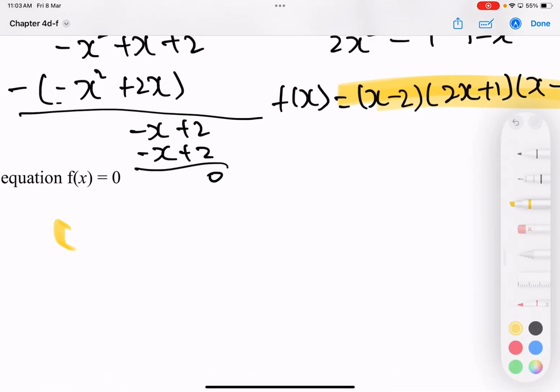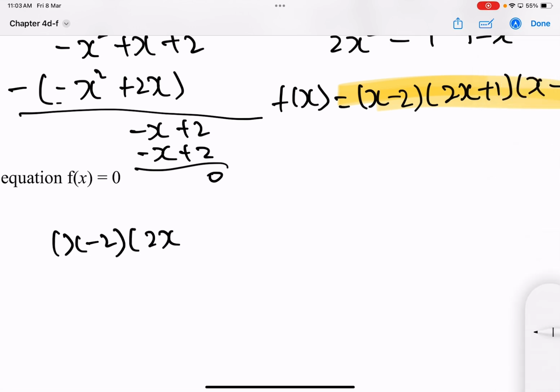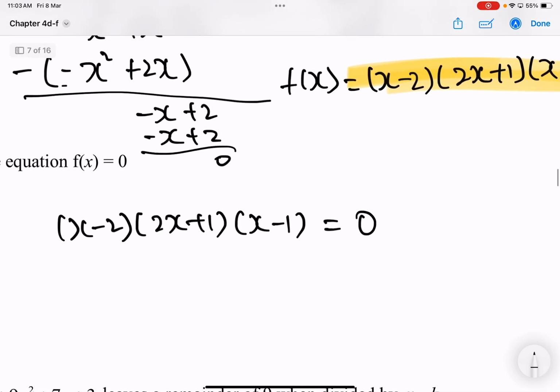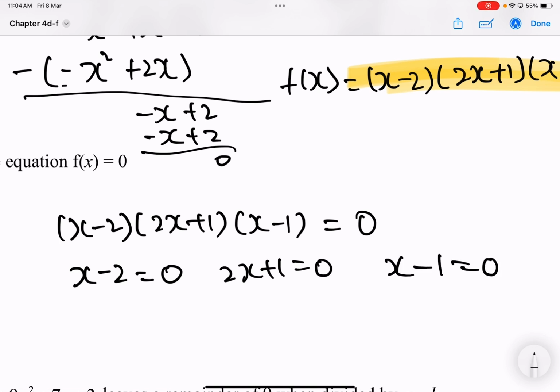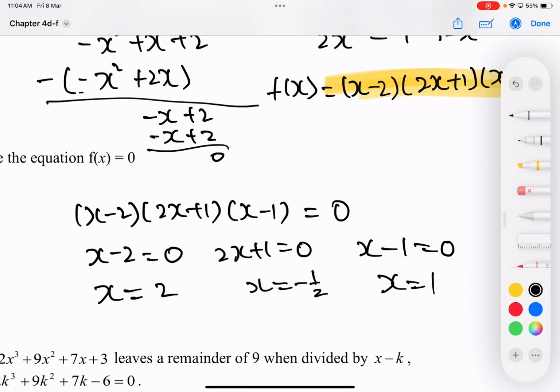If you know that the multiplication of these three, x minus 2, 2x plus 1, and x minus 1, is equals to 0, then you know that one of them has to be 0. Because in order for you to get 0, one of them has to be 0. So you can form three equations: x minus 2 is 0, or 2x plus 1 is 0, or x minus 1 is 0. So very quickly, you get three answers. And the last one, x is equals to 1. So this is how we do this question.